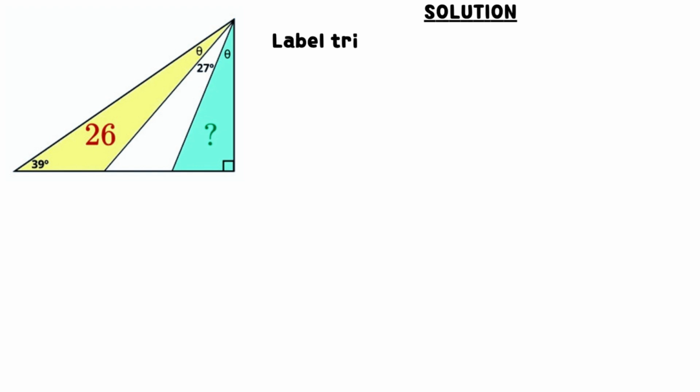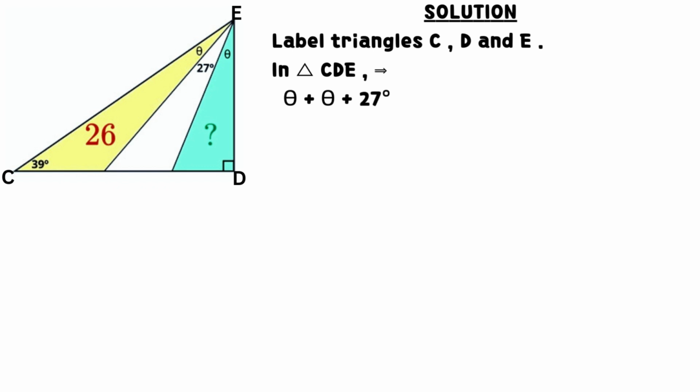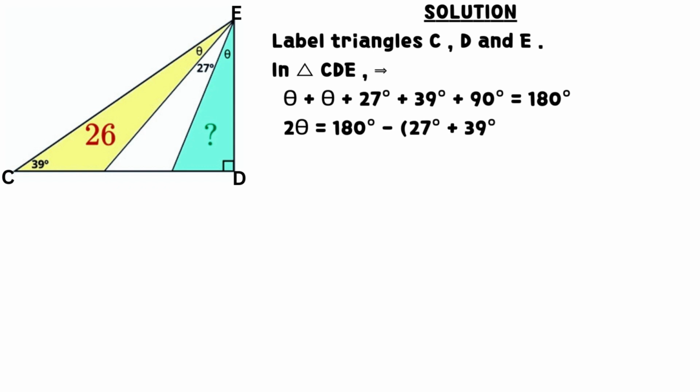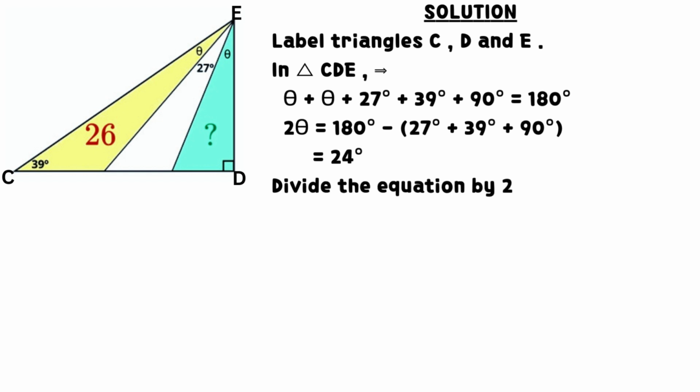Solution. Label triangles C, D and E. In triangle C, D, E, theta plus 27 degrees plus 39 degrees plus 90 degrees equals 180 degrees. Simplify. 2 times theta equals 24 degrees. Divide the equation by 2. It follows that theta equals 24 degrees divided by 2, which equals 12 degrees.